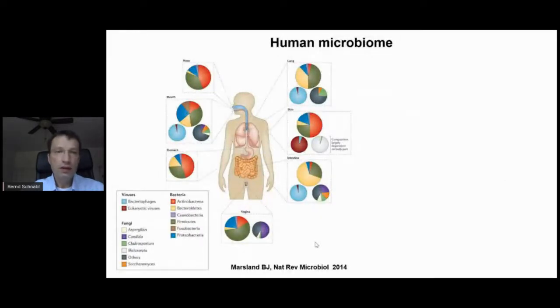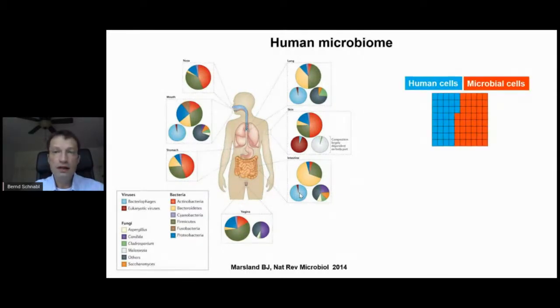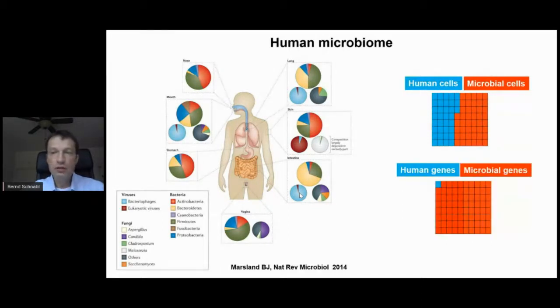And we heard already about the gut microbiome. I just want to remind you that the gut microbiome not only consists of bacteria, but we also have fungi present. In the intestine, about 1/4 are Candida, and then we have viruses as well, predominantly bacteriophages. We have about the same number of human cells as microbial cells, but the microbial genome outnumbers the genes that we have in our human genome.